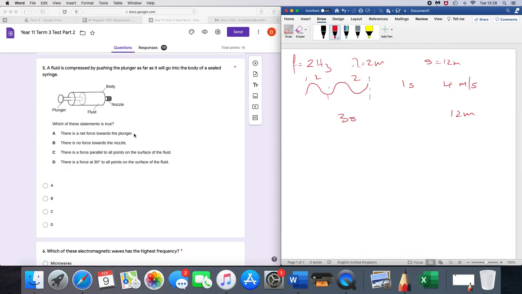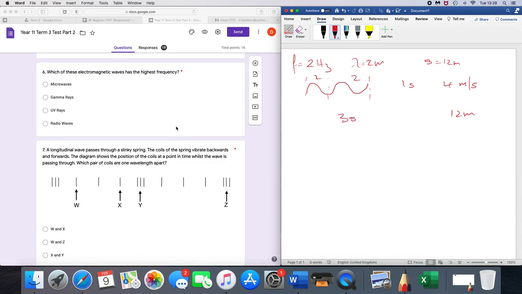So that's not true. Clearly there is a force towards the nozzle because, having pushed the plunger, the force is transmitted through the liquid. So there is a force towards the nozzle. A force parallel to all points on the surface of the liquid, forces left and right and up and down? I don't think so. The forces will all be in this direction at 90 degrees to all points on the surface. So the answer is D.